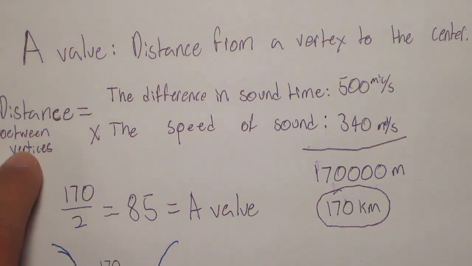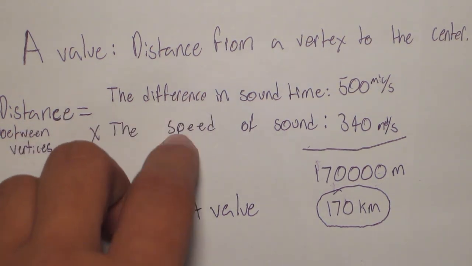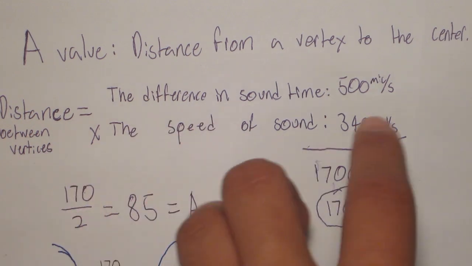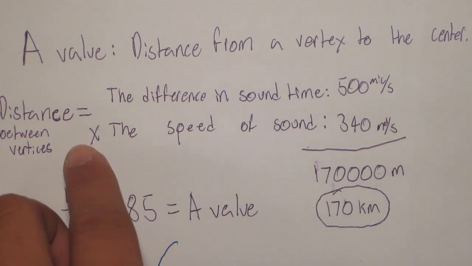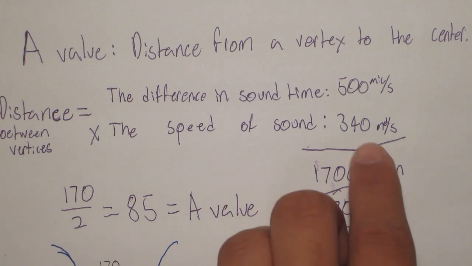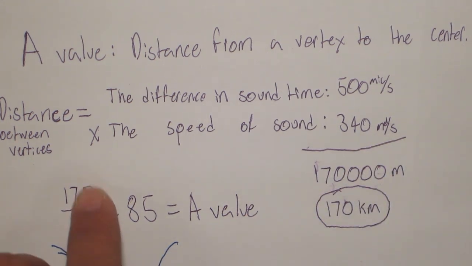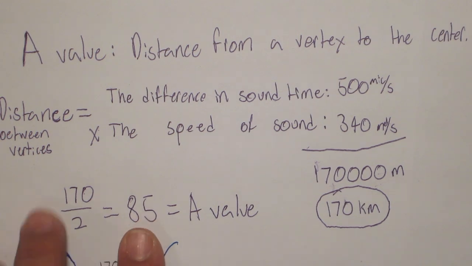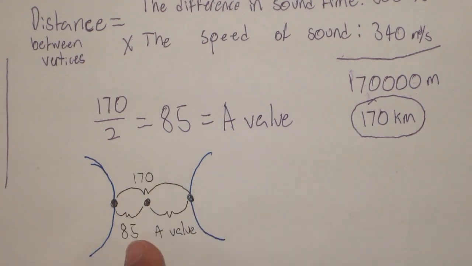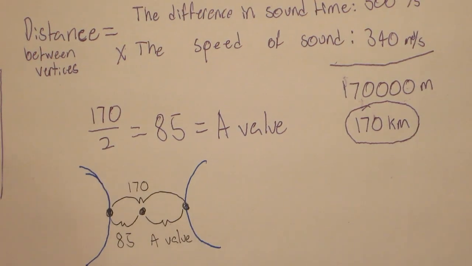So for the distance between the vertices, we take the difference in sound time, 500 microseconds, times the speed of sound, 340 meters per second. We get 170 kilometers. Half of 170 is 85 kilometers. The a value is 85 kilometers, the distance from the vertex to the center.